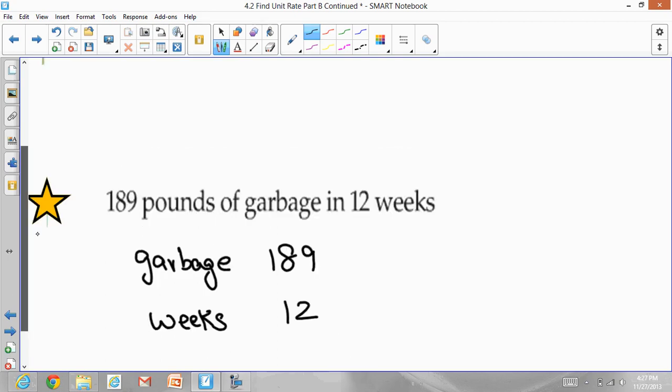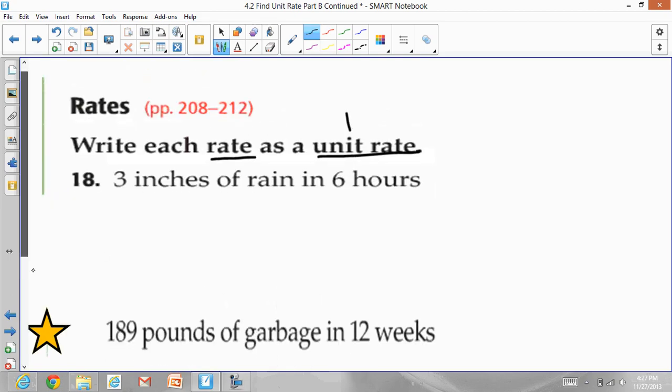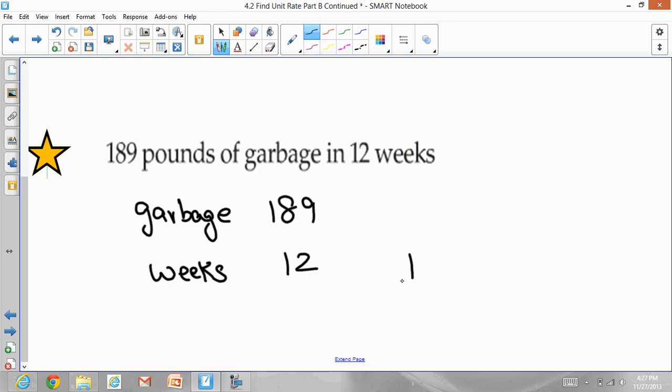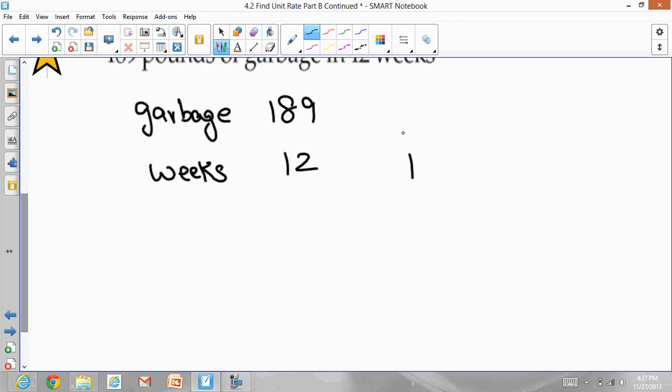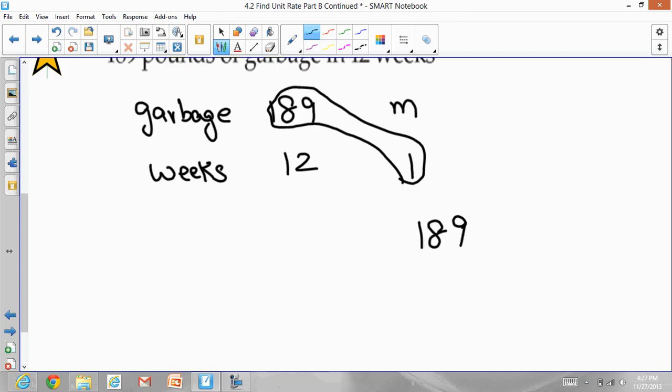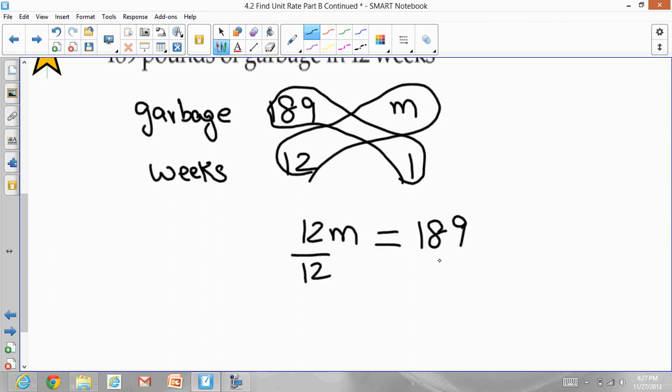Now focus on the question. They want you to write it as a unit rate. Unit rate means they want you to find it for one. In 1 week, how much garbage will you collect? So the last one I'm going to put it as an M. This one is a straightforward one. 1 multiplies 189 to give you 189, and 12 multiplies M to give you 12M. So you want to find M, divide by 12 on the left side, divide by 12 on the right side. Cancel, you get M equals.